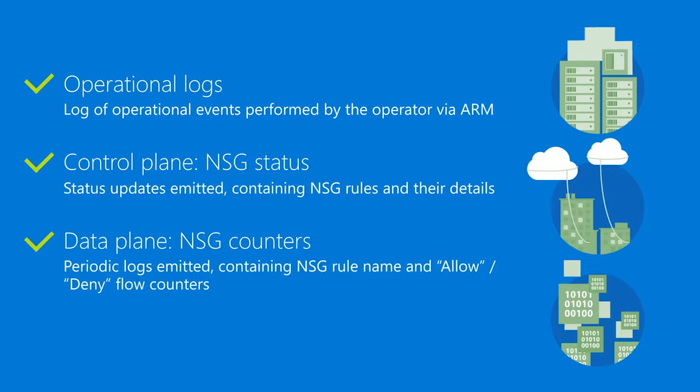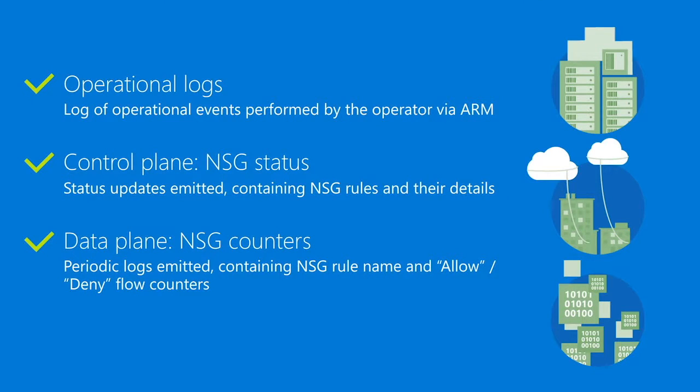The second one is the control plane logs. Periodically, we send you logs of updates of what NSGs are updated per NIC, and what rules are being applied and operational on each NIC, so that if one of them disappears or is not operational, you would know right away.